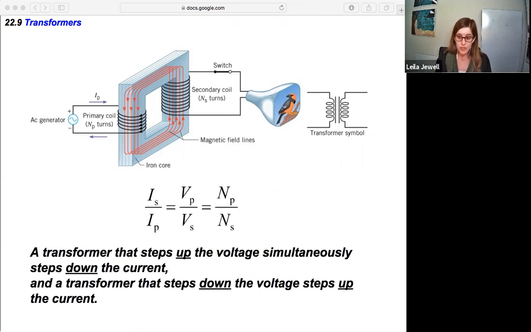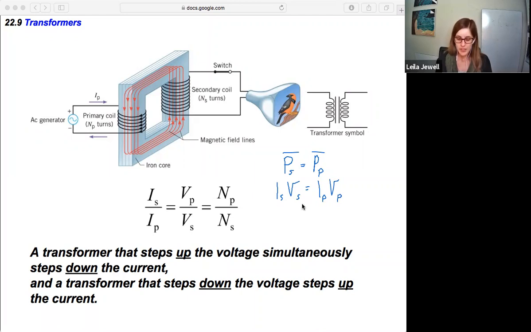Now, something that does stay the same in both the primary and the secondary is the power. The average power has to be the same. And that's because we aren't gaining or losing things. We aren't cheating energy here. So the power in the secondary on average needs to be equal to the power on average in the primary. If we remember, power is equal to current times voltage. So the current in the secondary times the voltage in the secondary is equal to the current in the primary times the voltage in the primary.